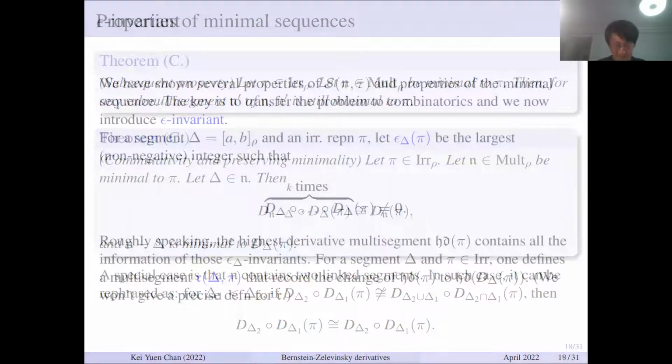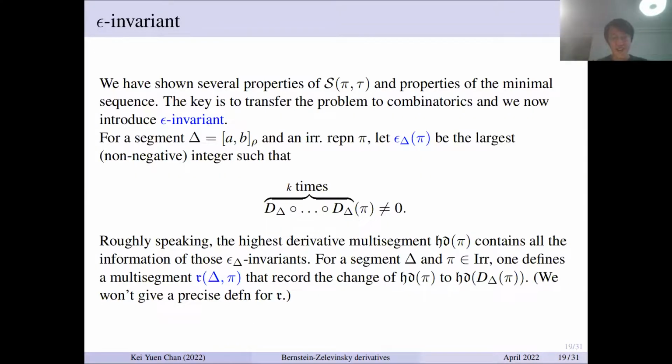Okay, so we talked about a lot of the minimal properties. So how do we get those properties? Basically our strategy is to transfer everything to combinatorics. So we only talked about the intersection union process, but we need more combinatorics. So now we introduce the epsilon invariant.